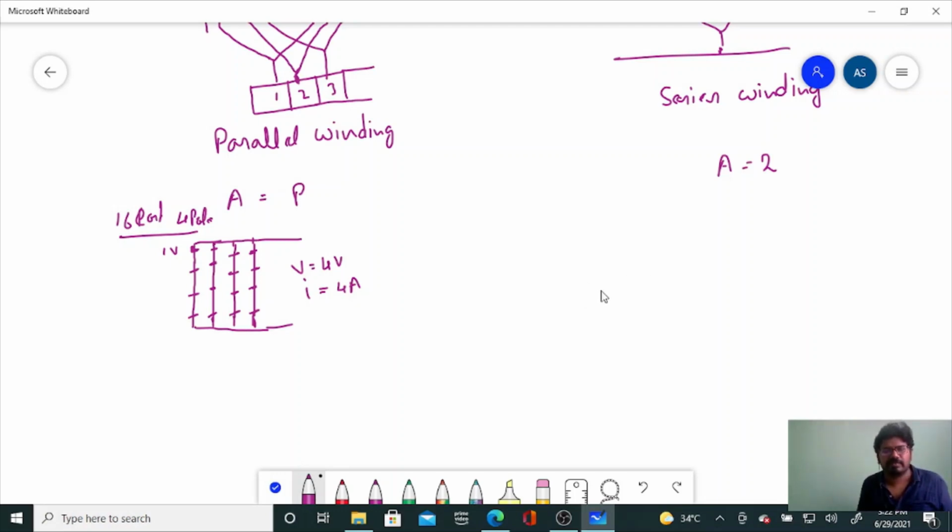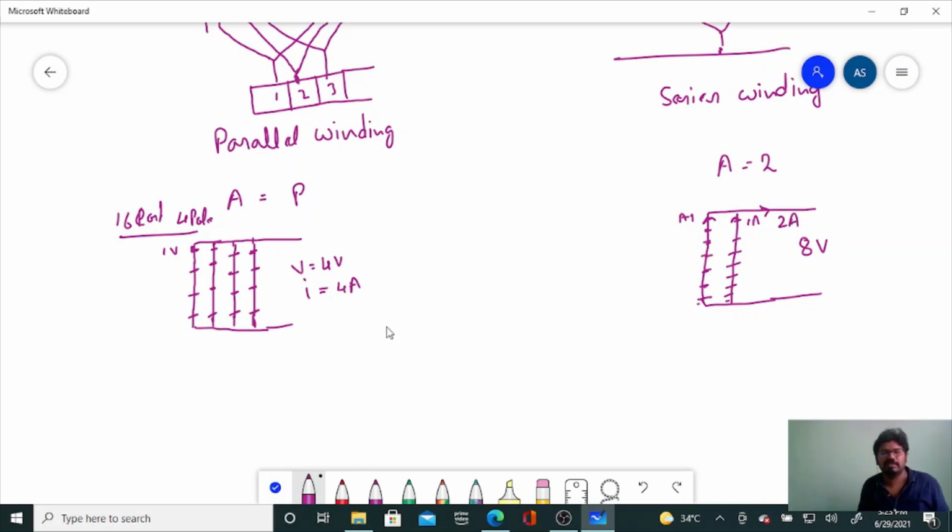4 ampere. Now what will happen in this wave winding? Here the number of parallel paths is 2 only. Now you have 16 conductors and only 2 parallel paths, so you will have 8 conductors per parallel path. If one conductor has 1 volt, then you will get 8 volts here, and in one parallel path if 1 ampere current is flowing, then you will get 2 ampere here.